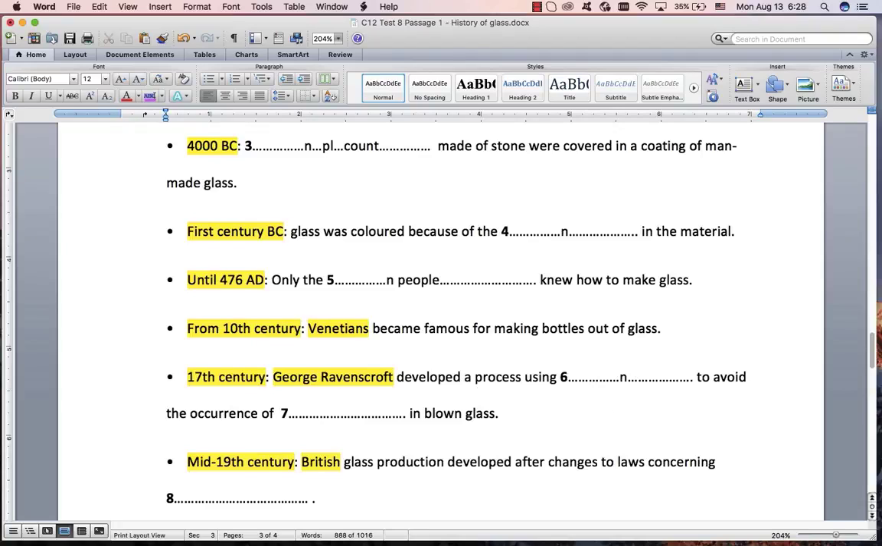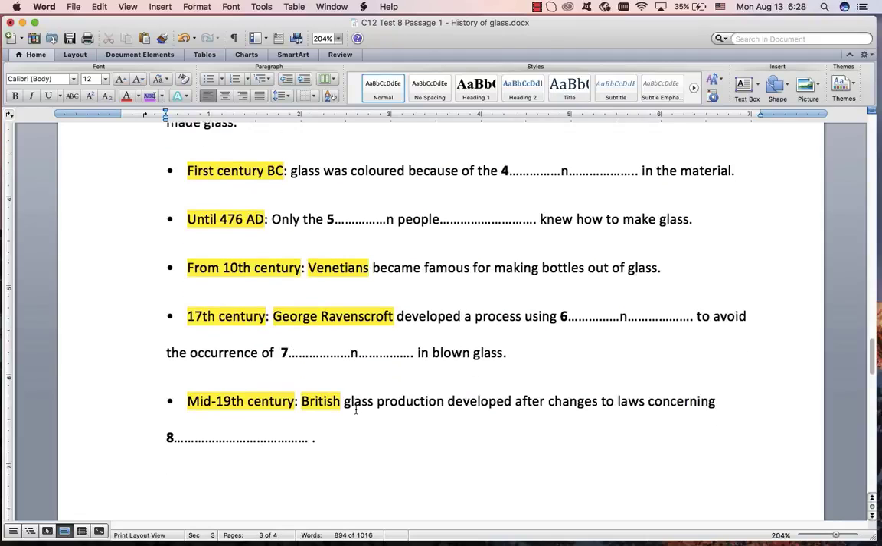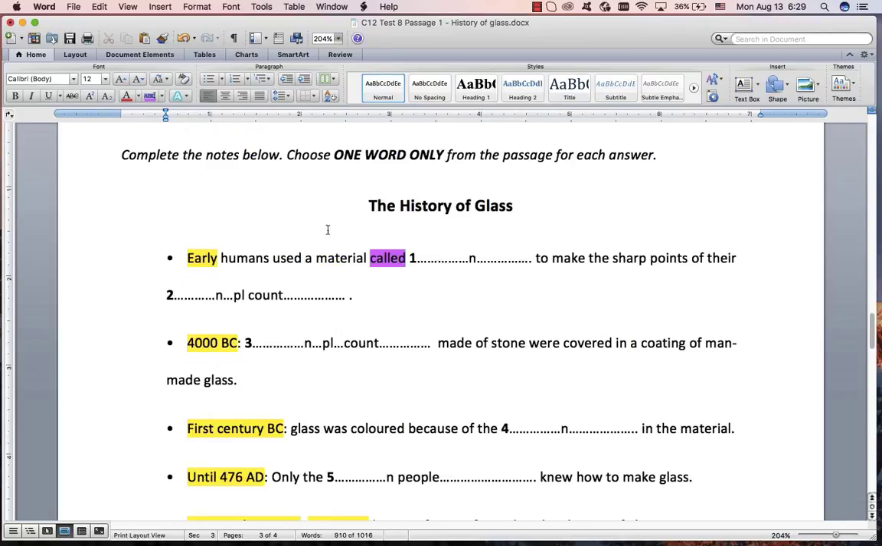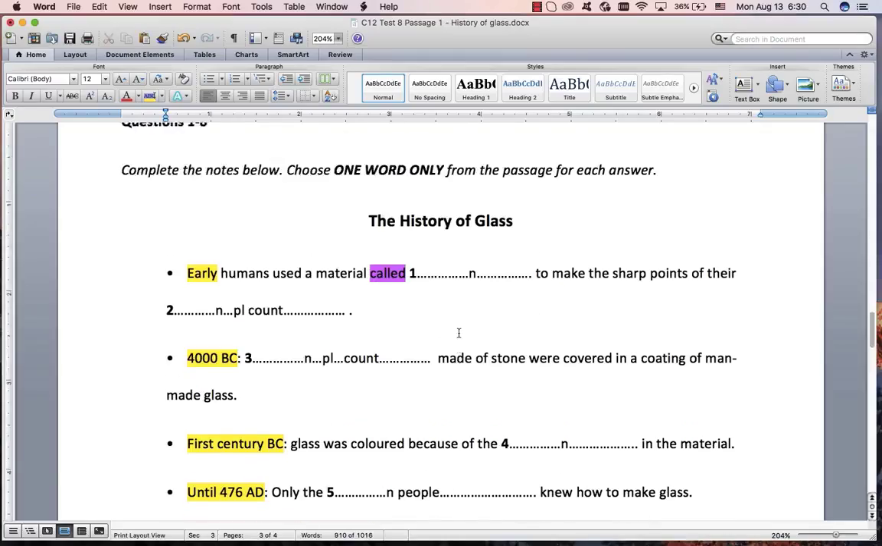Again, using something, plural, countable, or uncountable, to avoid the occurrence of, and again, noun. Could be anything, but it won't be singular. Glass changes to laws about, and noun. Plural or uncountable. So I'll just put plural, uncountable in all of these. Great. Now let's look at this. We're looking for a new term and its definition. Let's go and look for it.